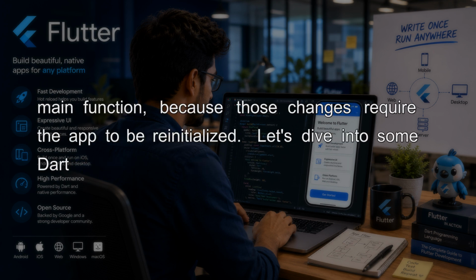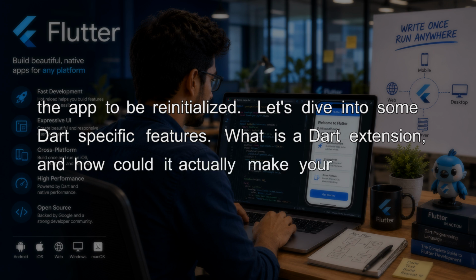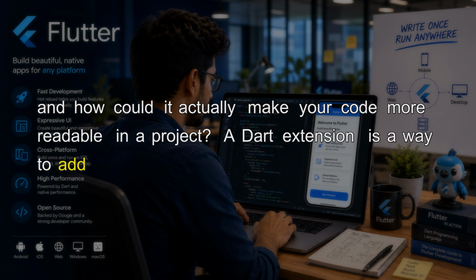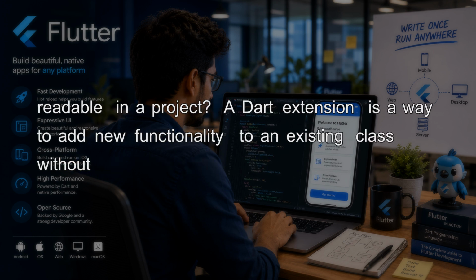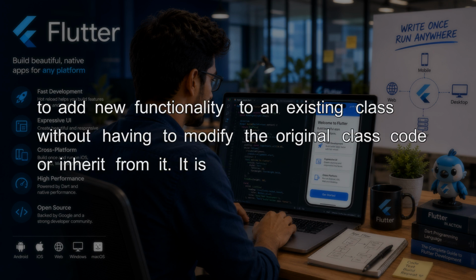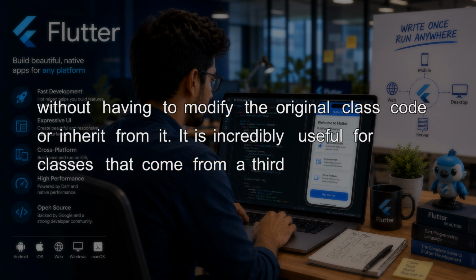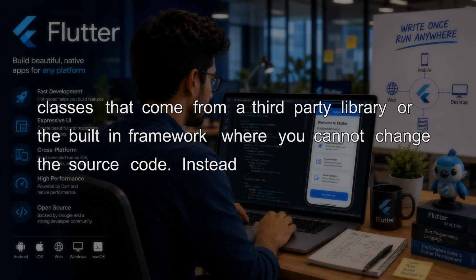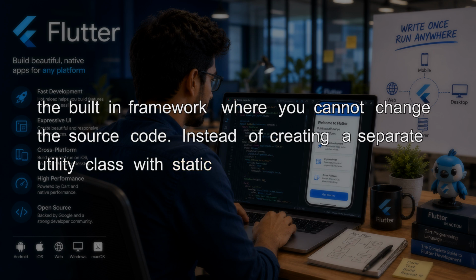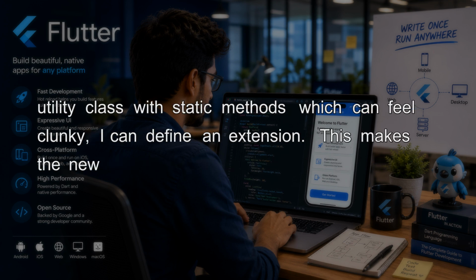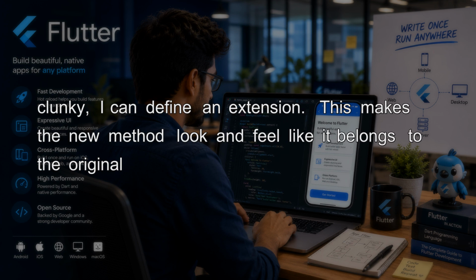Let's dive into some Dart-specific features. What is a Dart extension, and how could it actually make your code more readable in a project? A Dart extension is a way to add new functionality to an existing class without having to modify the original class code or inherit from it. It is incredibly useful for classes that come from a third-party library or the built-in framework where you cannot change the source code. Instead of creating a separate utility class with static methods which can feel clunky, I can define an extension. This makes the new method look and feel like it belongs to the original class.